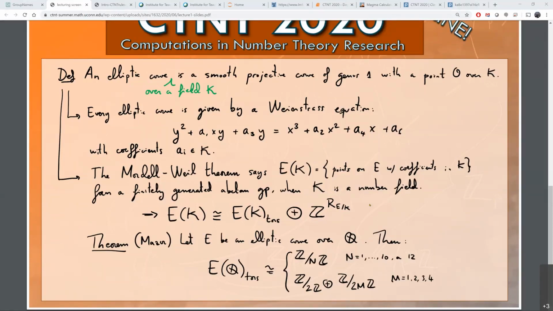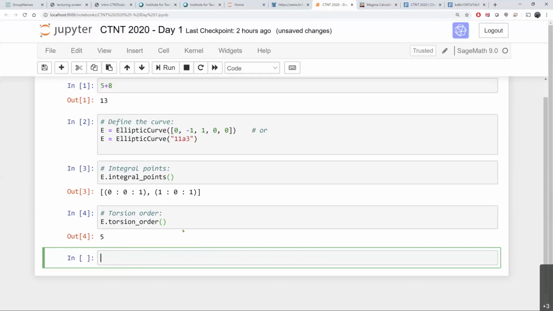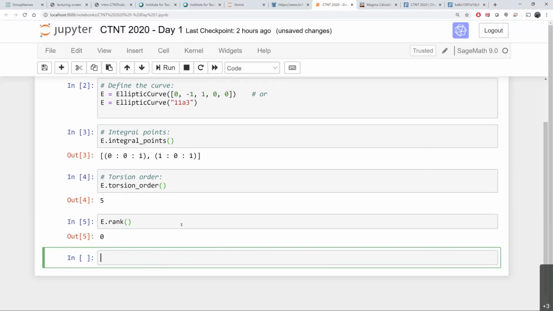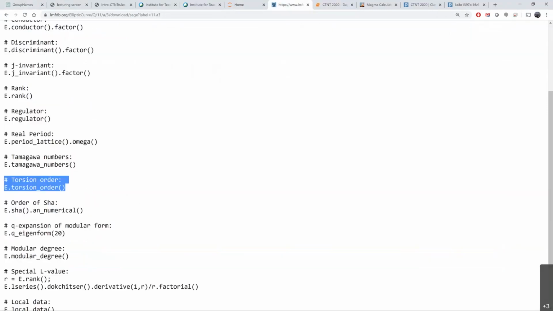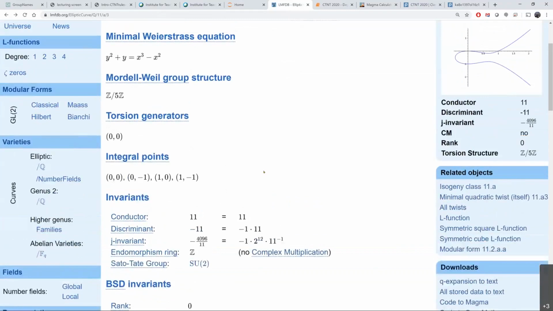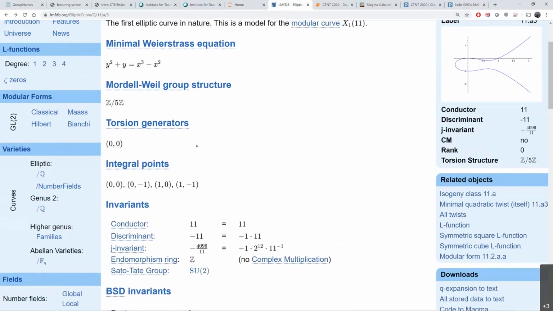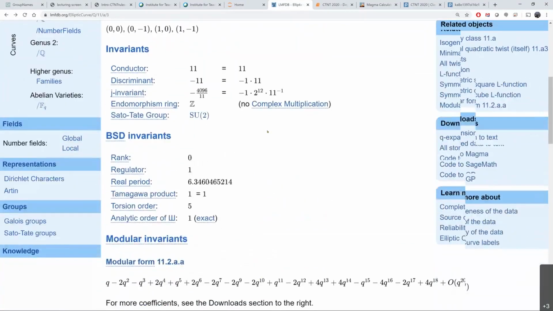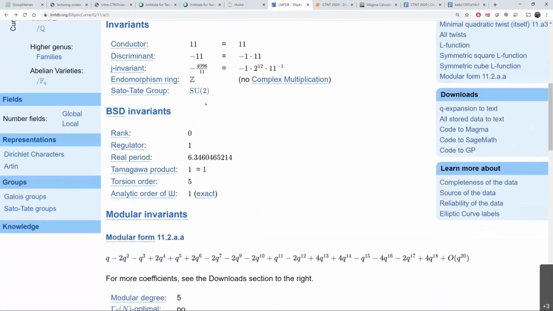of the elliptic curve. So we can also compute the rank of this elliptic curve over here, and this elliptic curve has rank 0. The torsion is 5, so there are 5 points. Let's look at it here. If we go back, LMFDB tells us this: the structure of the Mordell-Weil group is Z mod 5, and the generator is (0, 0). Okay, and the LMFDB will give us a lot more information about this elliptic curve.